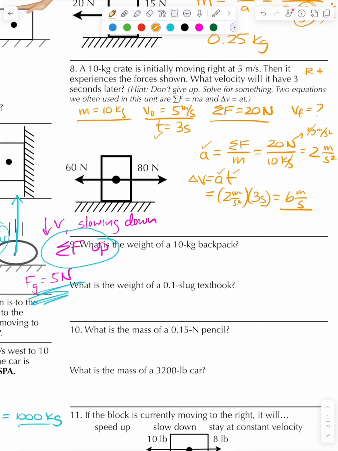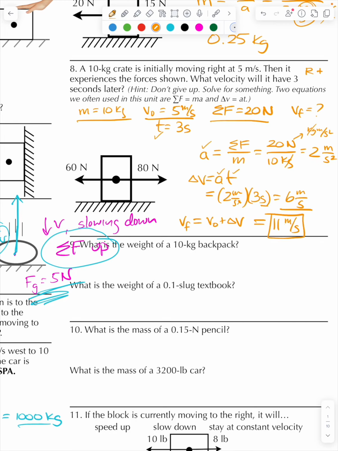So what's the final velocity? 11. Now, if you want to be a completist, you could say the final velocity is the initial plus the change. So again, you're taking your 5 meters per second initial velocity, and you're going to add to it the 6, and you get 11 meters per second.